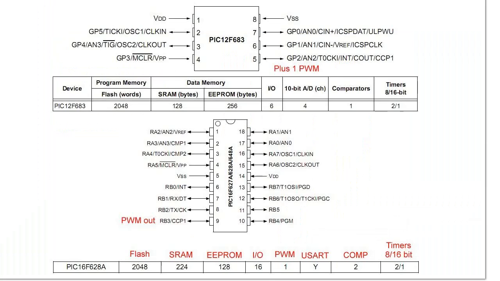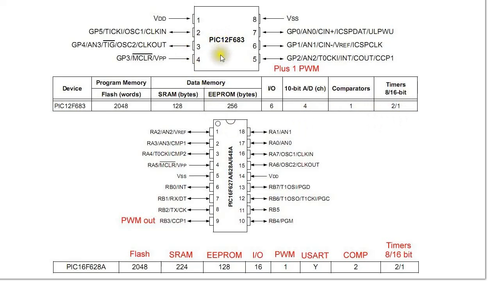Let's examine a few PIC chips. Here is the PIC12F683 that I use. It is an 8-pin device, has a ground, has a plus 5. It has an internal oscillator, so you don't need a crystal. And it has 2048 bytes of flash, 128 SRAM, 256 of EEPROM, 6 I/O pins. It has 4 10-bit analog-to-digital converters, 1 comparator, and 2 8-bit and 1 16-bit timer.